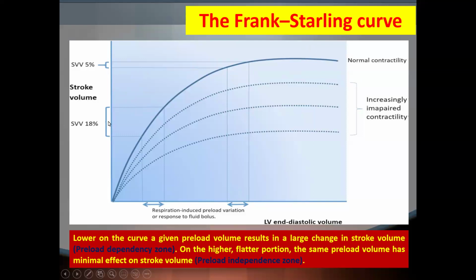This zone, with the greater increase in stroke volume, is the preload dependent zone. The more fluid you give the patient, the more benefit he gets from the increased cardiac output. But in the flat portion of the curve, the more fluid you give, the less increase in stroke volume or cardiac output, and the more deterioration of the patient's condition. This zone is named the preload independent zone.